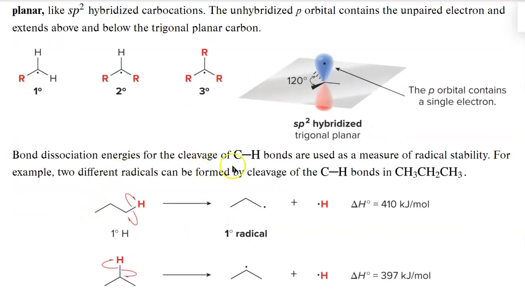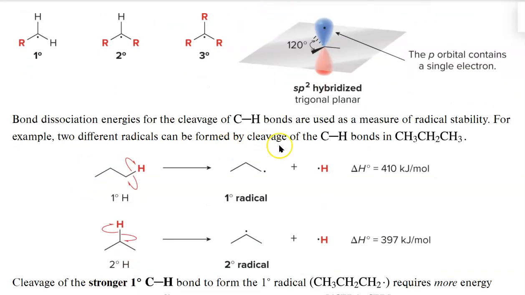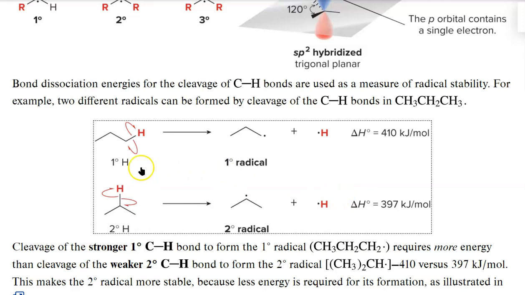Bond dissociation energies for cleavage of carbon-hydrogen bonds are used to measure radical stability. 2 different radicals can be formed by cleavage of carbon-hydrogen bonds in propane. So if we remove a hydrogen from one of the end carbons, one of the primary carbons, said another way, if we remove a primary hydrogen and do it by homolytic cleavage to form a primary radical, the enthalpy change for that is 410 kilojoules per mole.